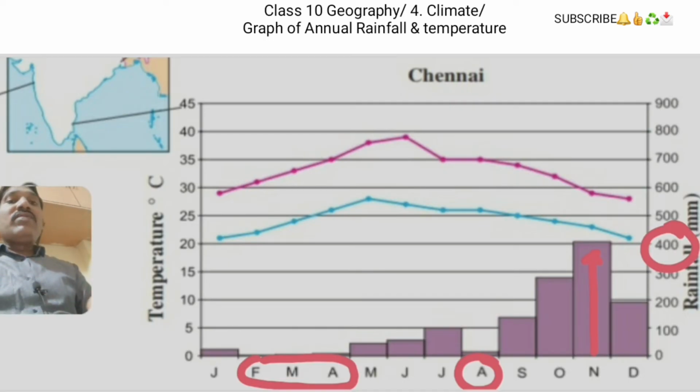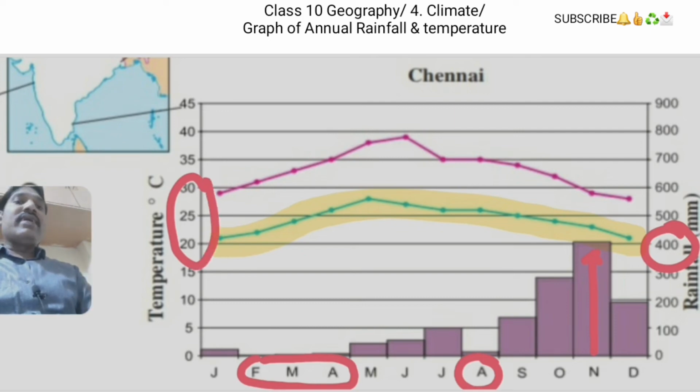Okay. Now see, the minimum temperature here lies between 20 to 30, we can say. So 20 to 30 degrees centigrade. Okay students, here we can say in the month of January it is near 20 degrees centigrade.